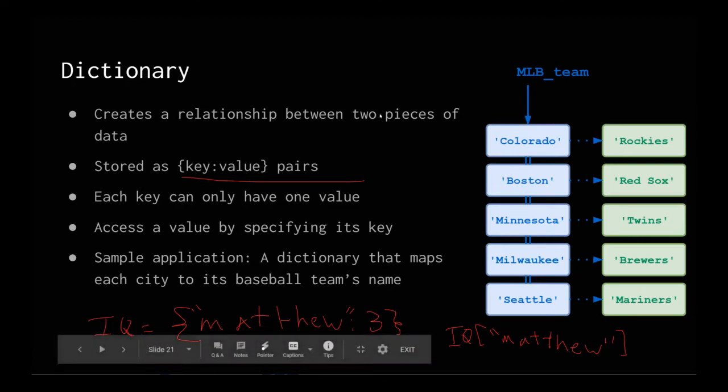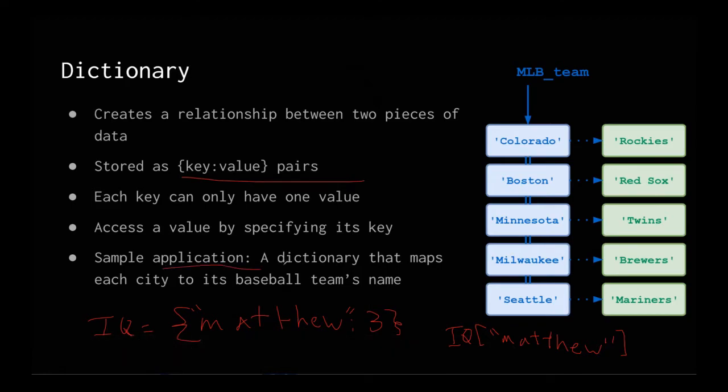So a simple application is a dictionary that maps each city to its baseball team's name. For example, the Rockies would be in Colorado. So if you wanted to see the MLB team in Colorado, it would be the Rockies. If you wanted to see the team in Boston, it would be the Red Sox, et cetera. As you can see, there are lots of different applications for dictionaries and maps.